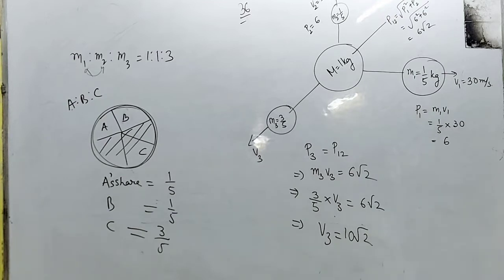The total kinetic energy imparted to the two fragments will be equal to what? To calculate the kinetic energy, you have to first find out the individual velocities, V1 and V2. Then we can have the kinetic energy of the first fragment and the kinetic energy of the second fragment.